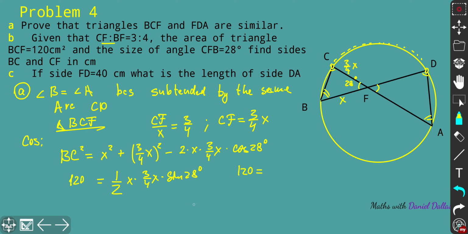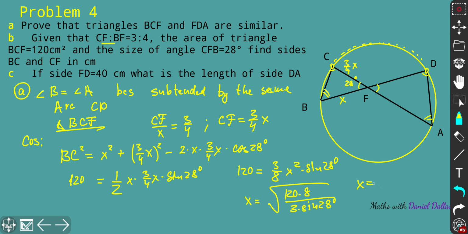120 equals 1 over 2 times 3 over 8 times 3 over 4, so that means 3 over 8 x squared sine 28 degrees. If you want, you can calculate on the go, but I would like to just express x as the square root of 120 times 8 over 3 times sine of the angle 28 degrees. Okay, so that's the value for x.